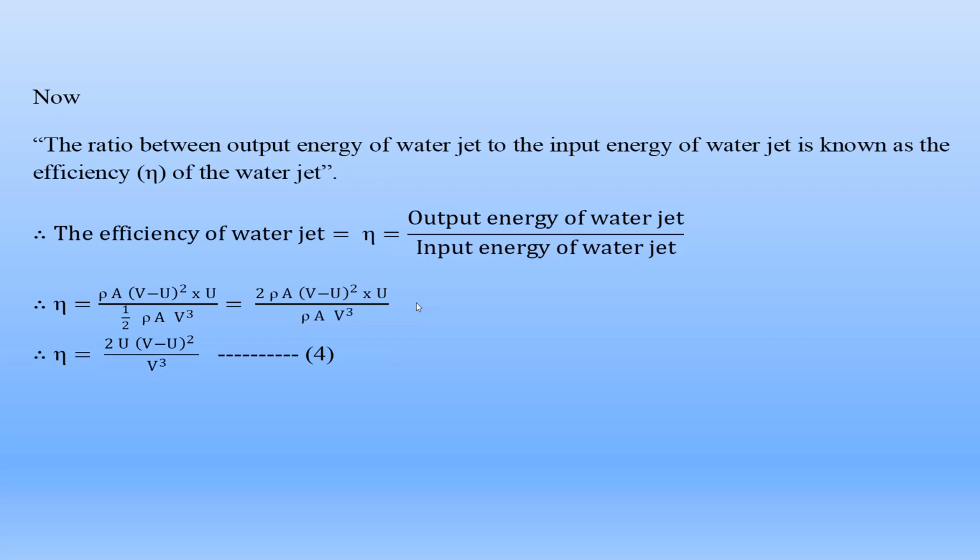In tomorrow's class, we will discuss that maximum efficiency condition of the water jet, d nu by du equal to 0. From the differentiation, you will get the equation for the maximum efficiency of the water jet. We will discuss the derivation in tomorrow's class. So with this, I am going to stop today's class. We will continue this discussion in the next class.